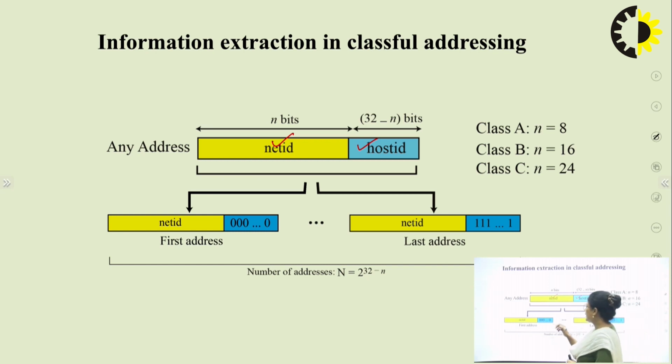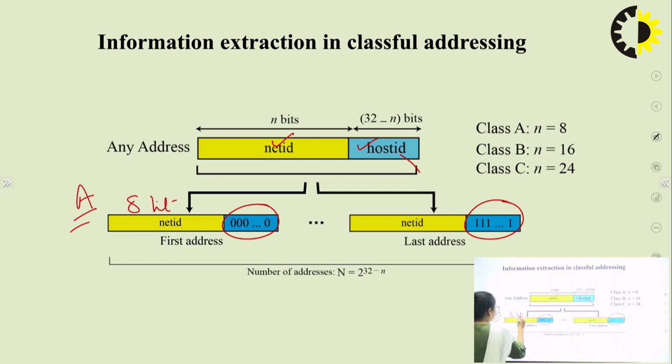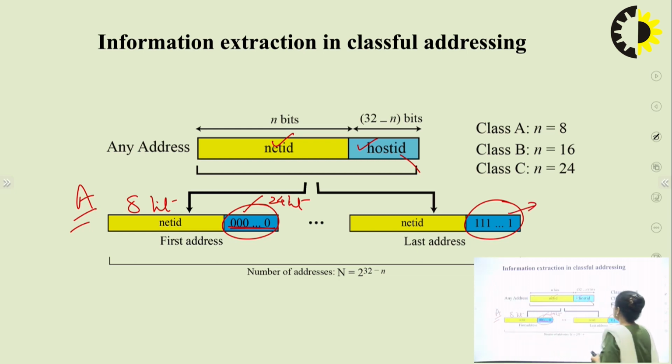The special meaning is net ID with the host ID as all zeros and with the host ID as all ones. If we are talking about class A addressing, in this case, the net ID is of 8-bit and the host ID will be of 24-bit. So in class A, all zeros means 24 zeros, and all 1s means 24 ones, fine. So these are 2 special values which have got special meanings.